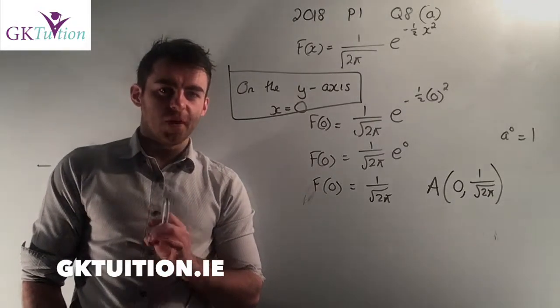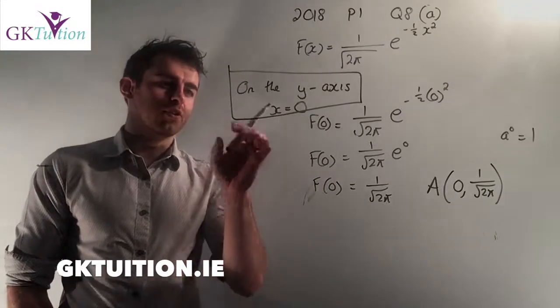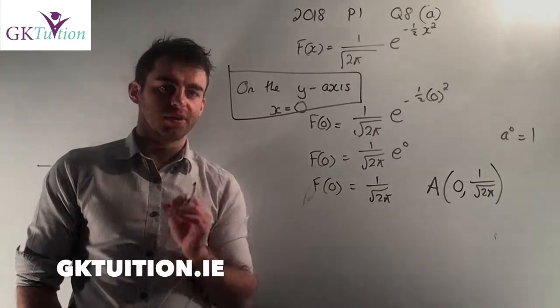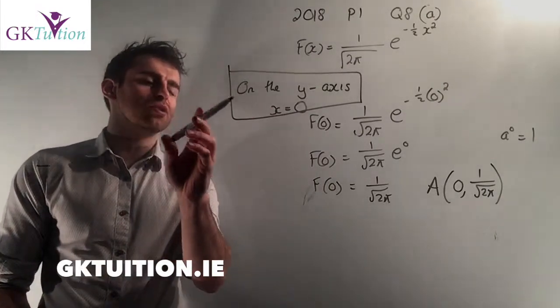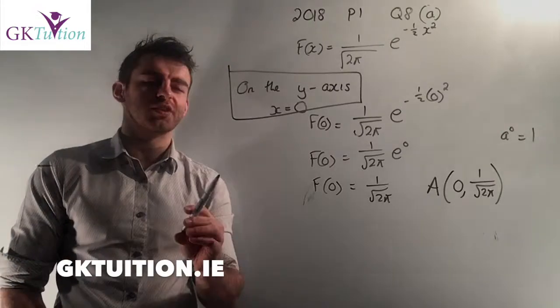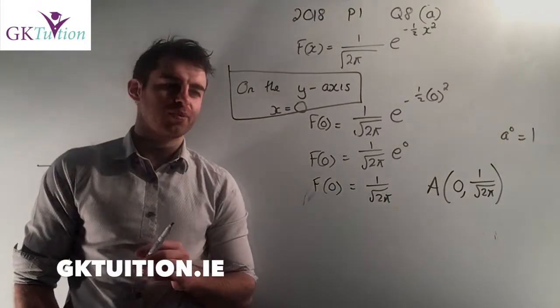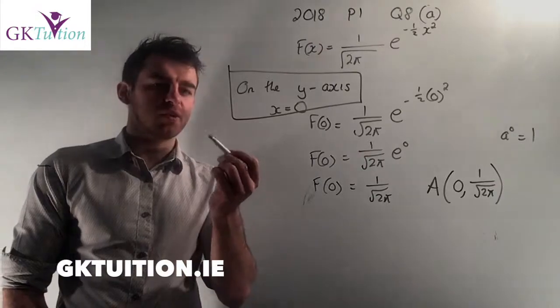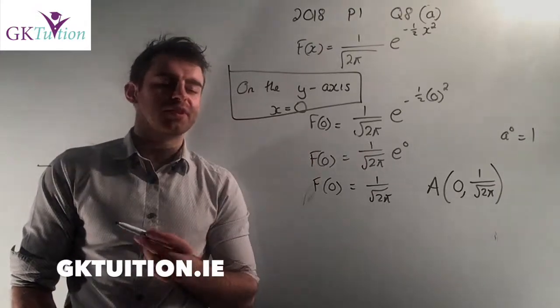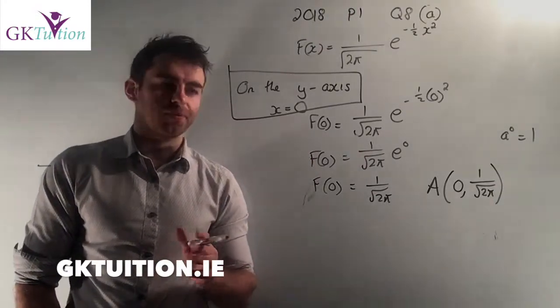It asks me to find the point A, the point where the curve crosses the y-axis. Straight away you should recognize that the point where a function crosses the y-axis means that x is equal to 0. So in order to find the coordinates, I already know the x value is 0, all I need to do is find the y value.